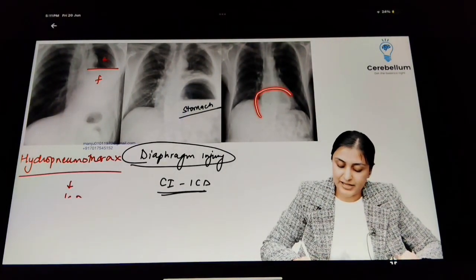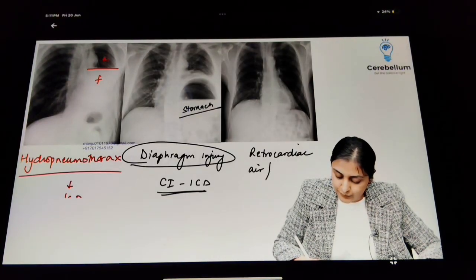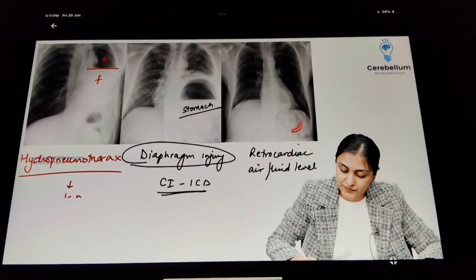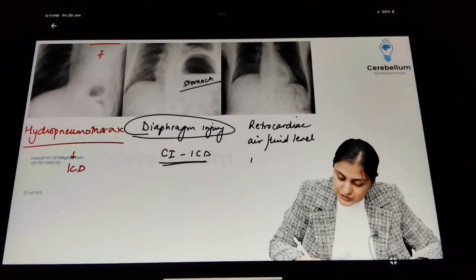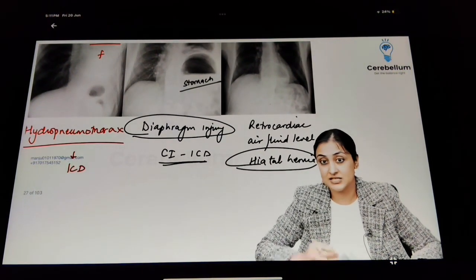Now look at this. Where is the air fluid level? It is behind the heart. So whenever we see a retrocardiac air fluid level, this actually represents the herniation of stomach into the midline. How does that happen? So this is a hiatal hernia. This is the herniation of the stomach via the esophageal hiatus. Which type of hiatal hernia?